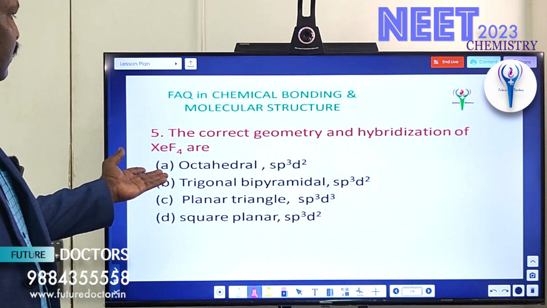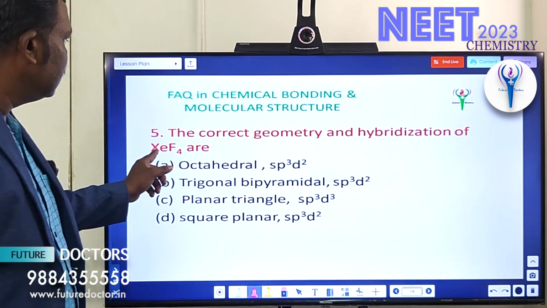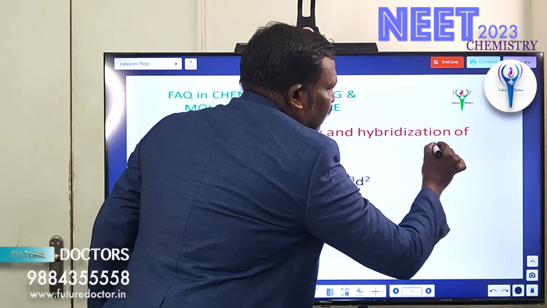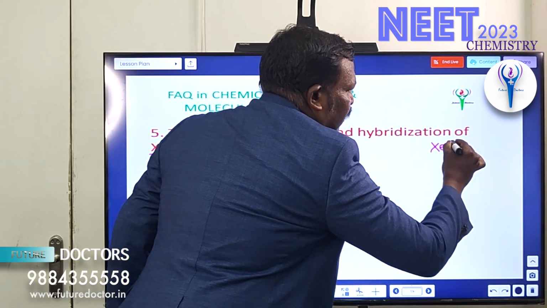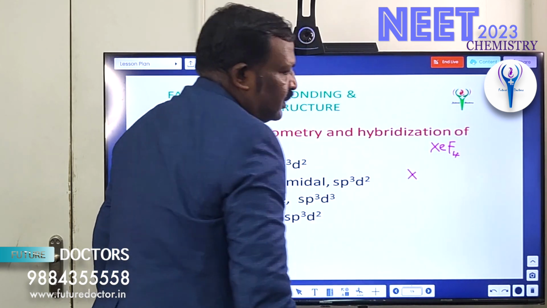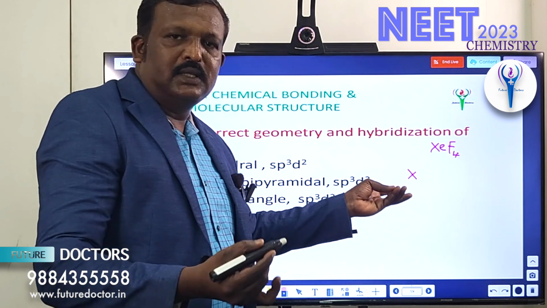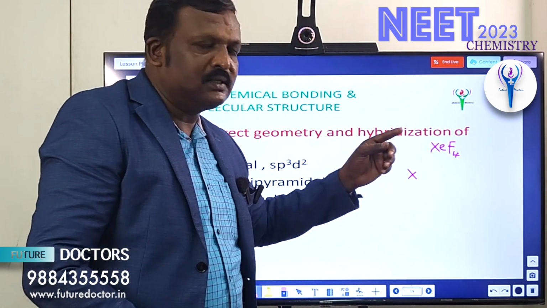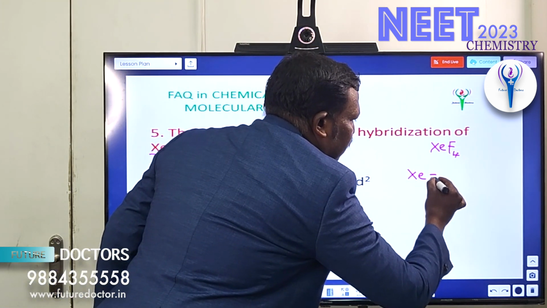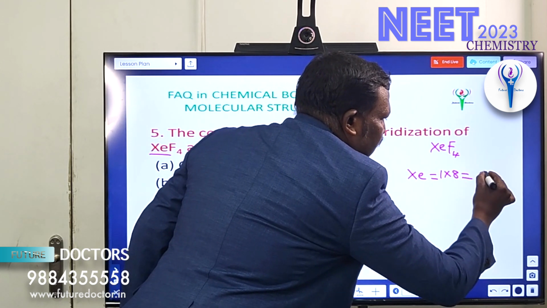This is also a similar sum. You must know how to find out hybridization. See, XeF4. Xenon means helium, neon, argon, krypton, xenon. Xenon's valence electron count is 8. How many xenon atoms are here? Only one, so 1 into 8, we have 8.